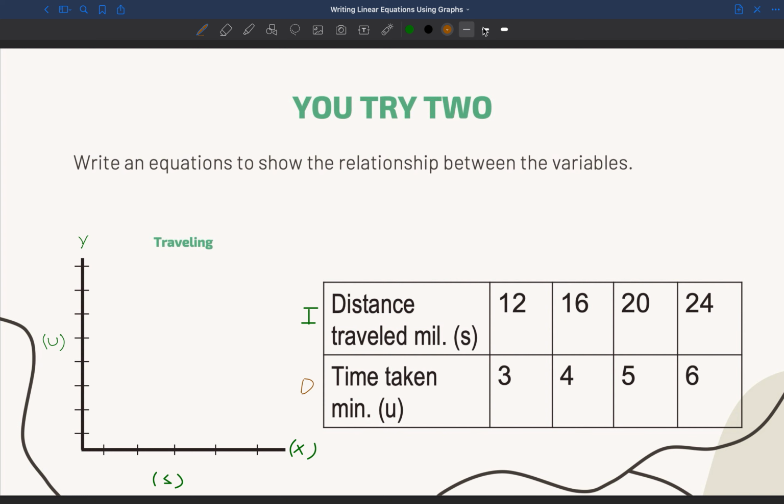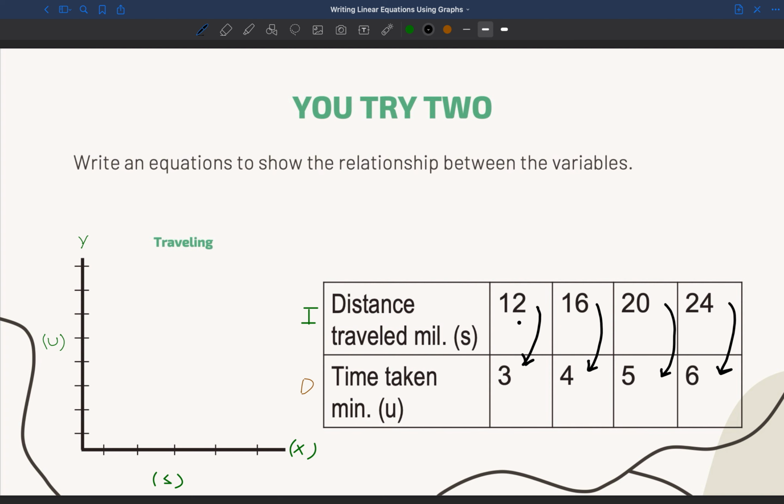Now we have to figure out, how did we get from 12 to 3? How did we get from 16 to 4? How do we get from 20 to 5? And how do we get from 24 to 6? Looking at this, we know that the top number is bigger than the bottom number, so it has to be either dividing or subtraction.